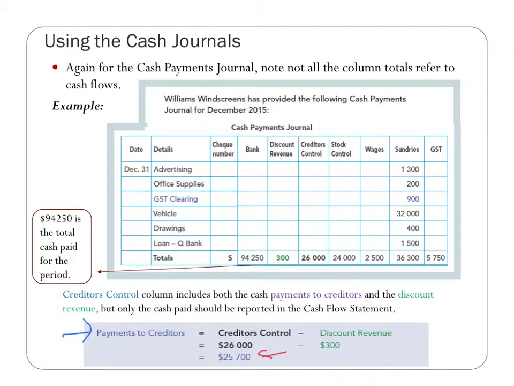And you need to include the stock control column, the cash payment for stock. Include your cash paid for wages, and any sundries, reporting them separately: advertising, office supplies, GST clearing. Now GST clearing in the sundries would represent a GST settlement rather than GST paid on goods and services. Vehicles, drawings, loan, that's a loan repayment. Okay, and the figure in the GST column represents GST paid on goods and services.